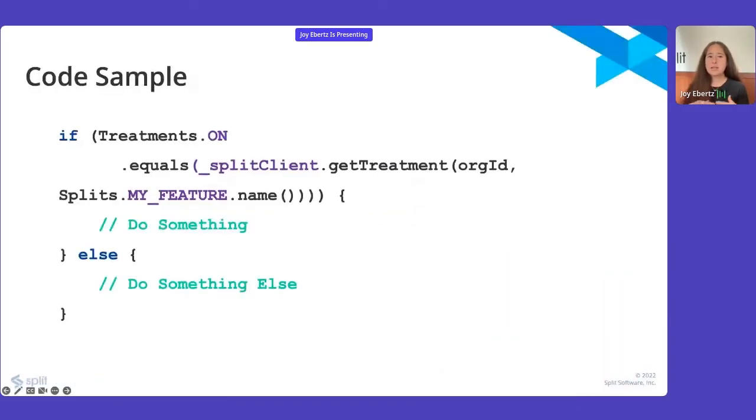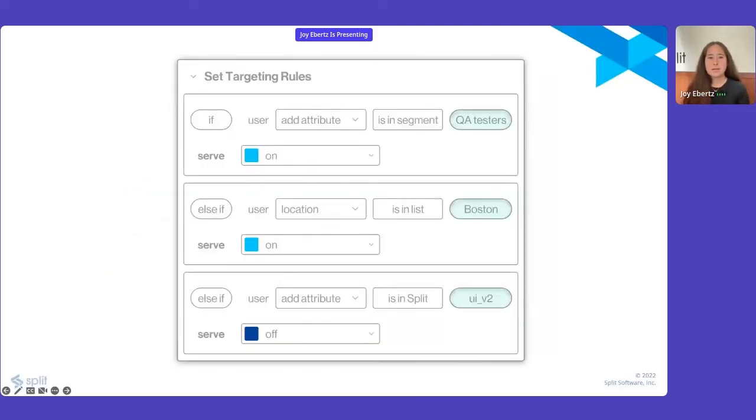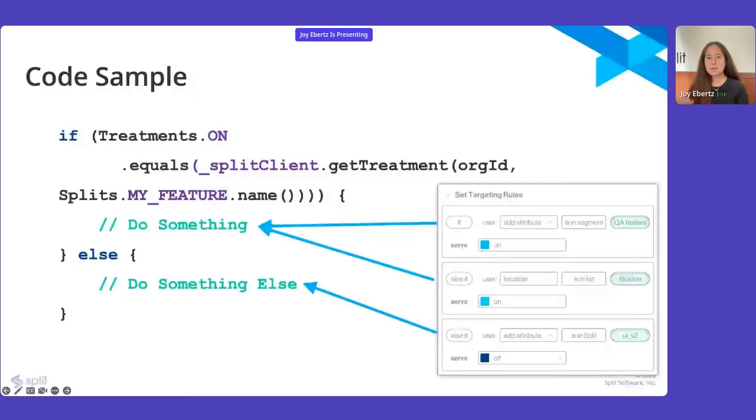So for example, it's going to look something like this, where you have an if statement that basically just says, if the split is turned on, if the feature flag is turned on, then you're going to do whatever's in that first block of code. And if not, then you're going to do something else. So then on the UI side, you might be able to set it up so that your QA testers get the on treatment, or maybe everybody located in Boston also gets that on treatment, and then everyone else gets the off treatment. And this basically lines up so that then your QA testers and your folks in Boston get routed to that first block of code, while everyone else gets that second block of code.